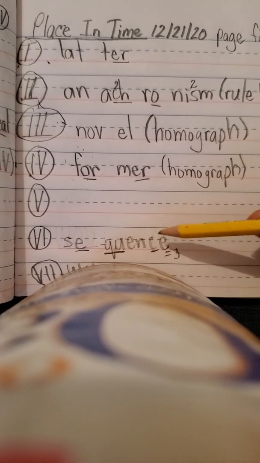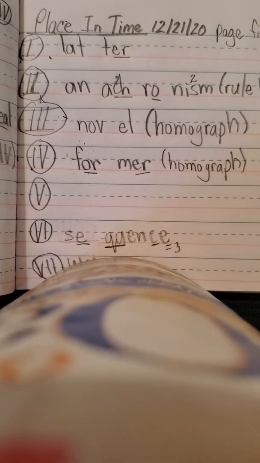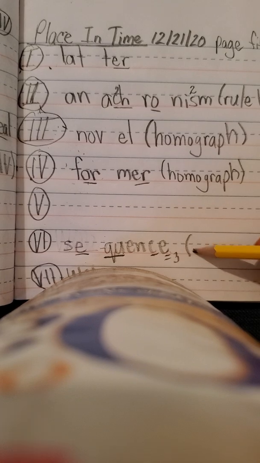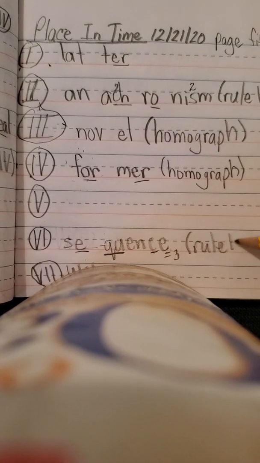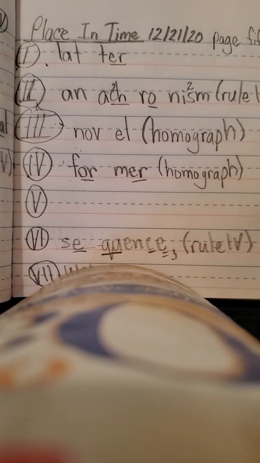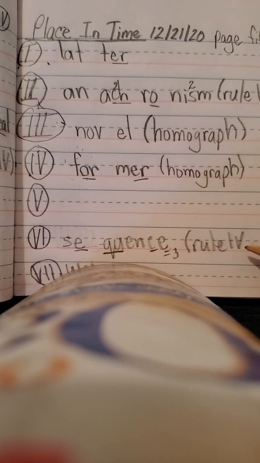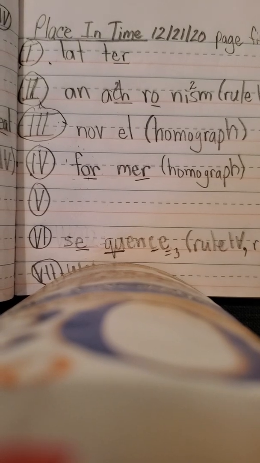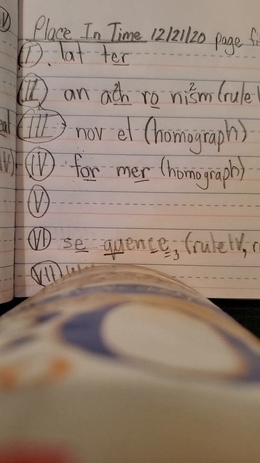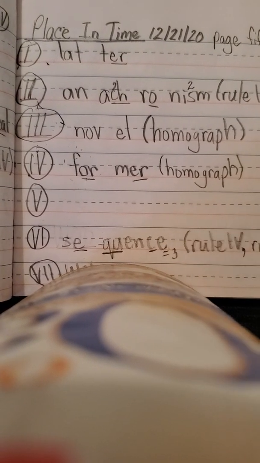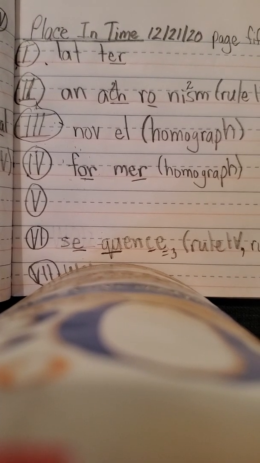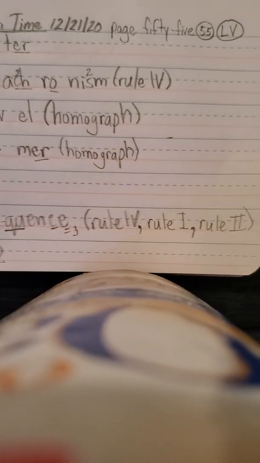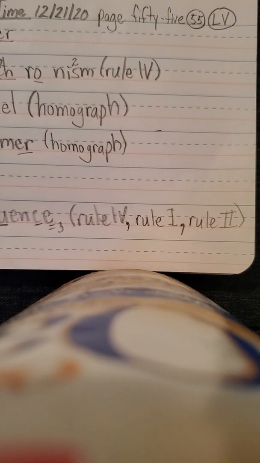Job number 3, but yes, rule 2. However, we are going to go in sequence. So the first rule is rule 4. And we did this last year, actually. Rule 4. Second rule, rule 1. And the last rule, rule 2. Soft C when followed by Y, I, or E.